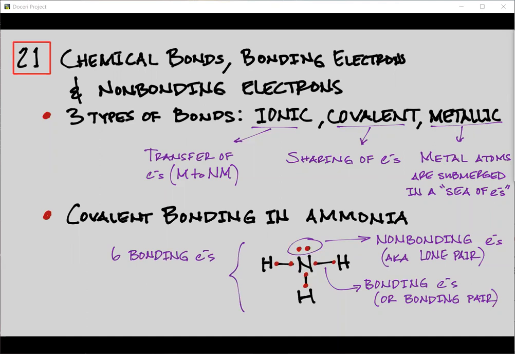All right, so for this compound ammonia, you have a total of 6 bonding electrons, right? You have 2, 4, and 6. So that's a total of 6 bonding electrons or 3 bonding pairs. And 1 lone pair here, or 2 non-bonding electrons.